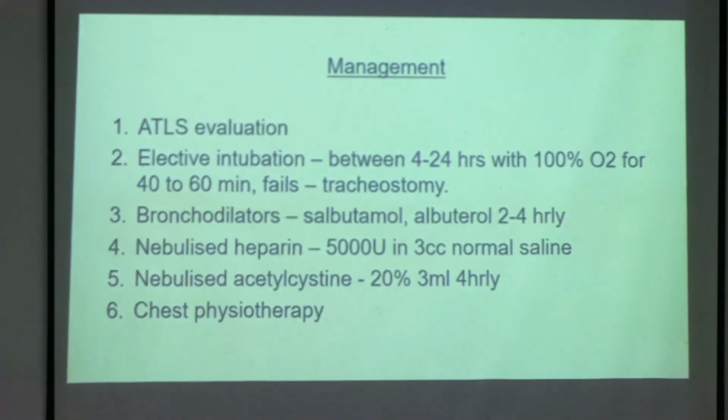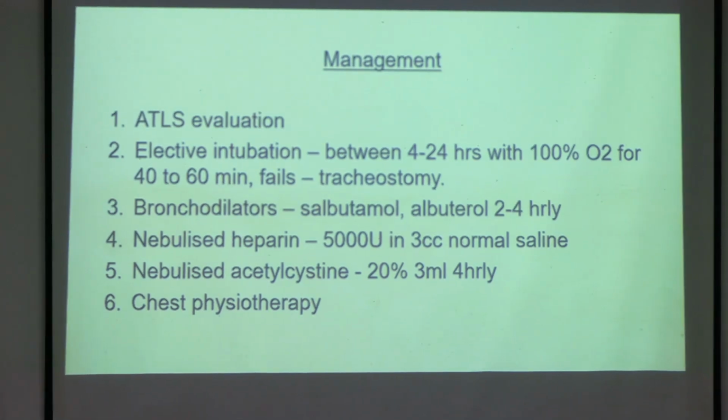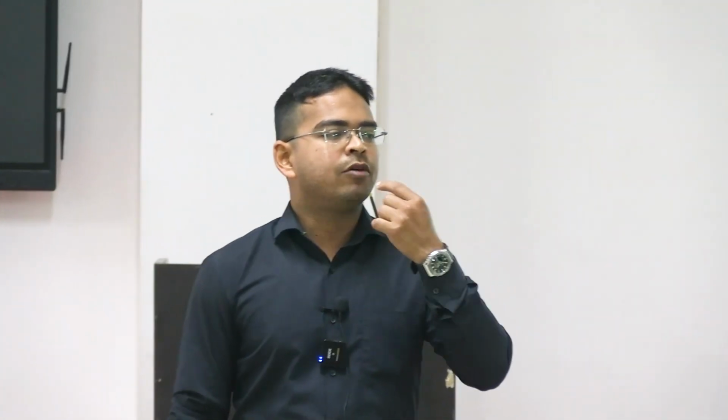So after ATLS, you'll do elective intubation. Have you heard the term intubation? What is it? It's basically putting a pipe in a hollow organ. In this case, intubation means we put a pipe through the mouth into the trachea, into the larynx, in order to oxygenate the lungs.